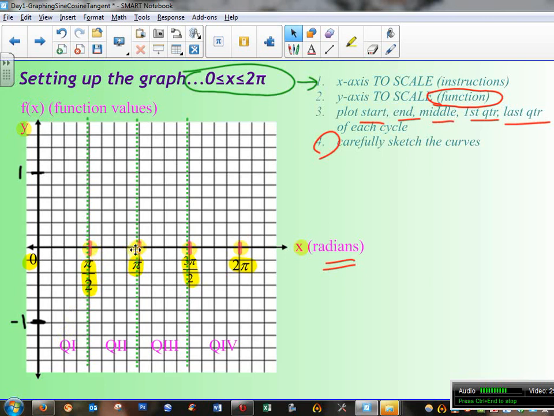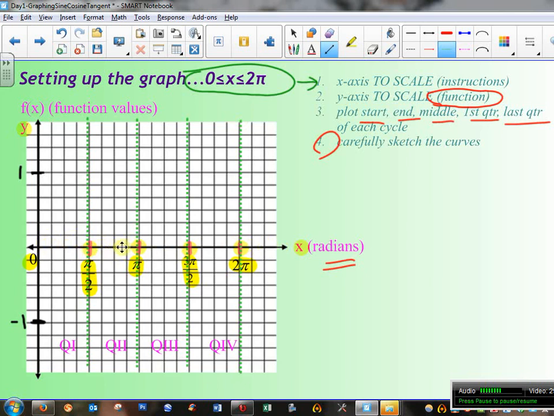Then we went from pi over 2 to pi, or 90 to 180, that's quadrant 2. We went from 180 to 270, or pi to 3 pi over 2, that's quadrant 3. And now we're going from 3 pi over 2, or 270 degrees, back to 360 degrees, or 2 pi. That represents quadrant 4. And I probably should have one more dotted green line in there for you. So what we've done is we've taken those 4 quadrants we saw in the circle, and now we've stretched them out along the x-axis.